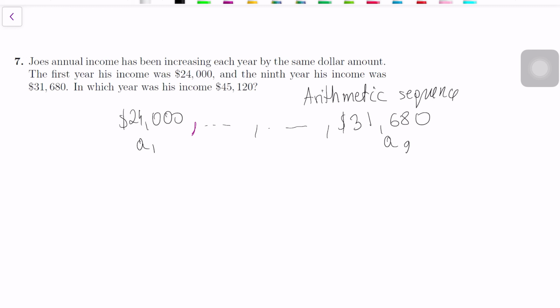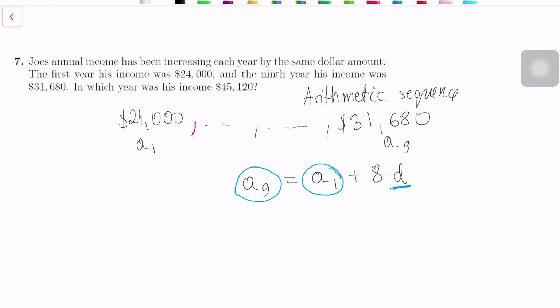Okay, what do I know? A9 is the same as A1 plus 8 times the difference. Remember, the general formula is n minus 1 times the difference, meaning for the 9th term, you just have to add 8 times the difference to the first term. So I know A1, you can plug in a number for that. You know what A9 is, the 9th term, you can plug in the number for it. You don't know the difference, the yearly increase in the income, but we'll be able to solve it.